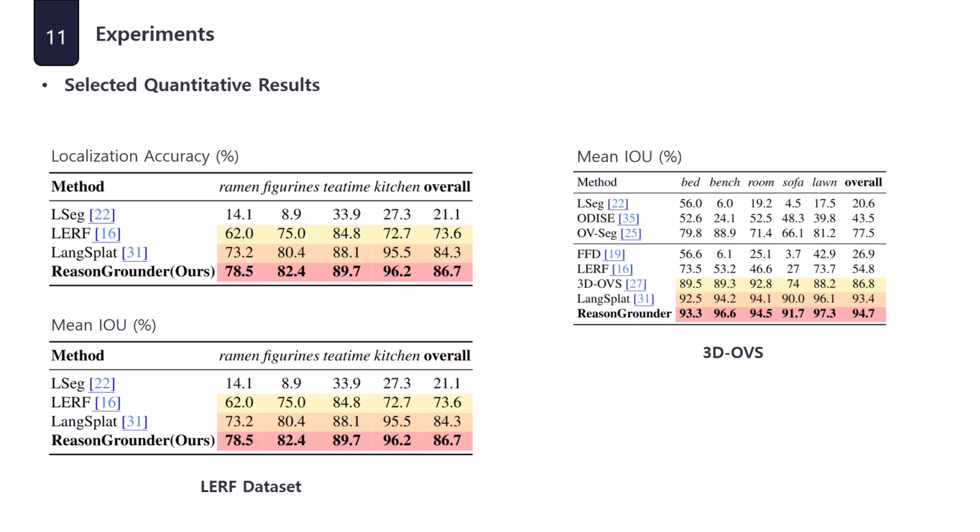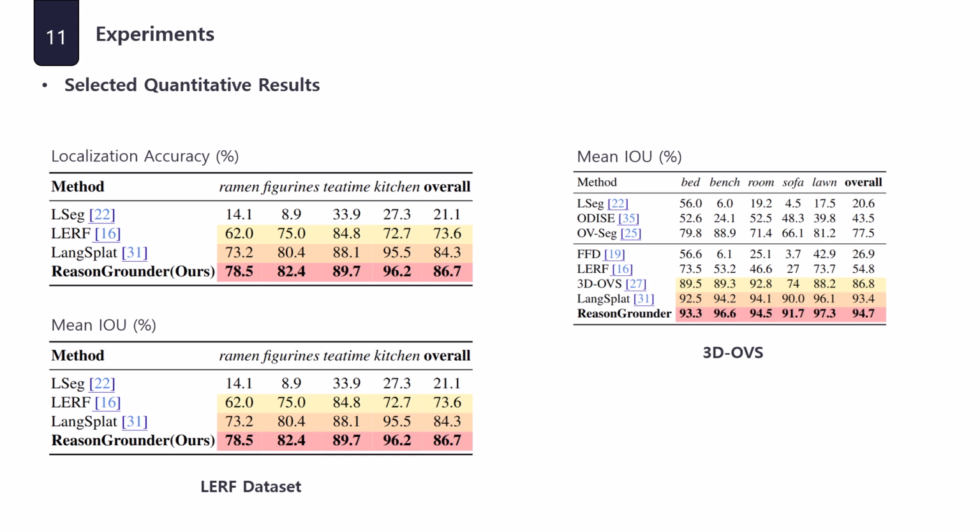Now let's move on to the experiment and take a look at some selected quantitative results. Thanks to its approach of learning language features for multi-view consistency and utilizing fine-grained instance features, ReasonGrounder demonstrates strong performance, achieving state-of-the-art results on both the LVLM dataset and the 3D OVS dataset.